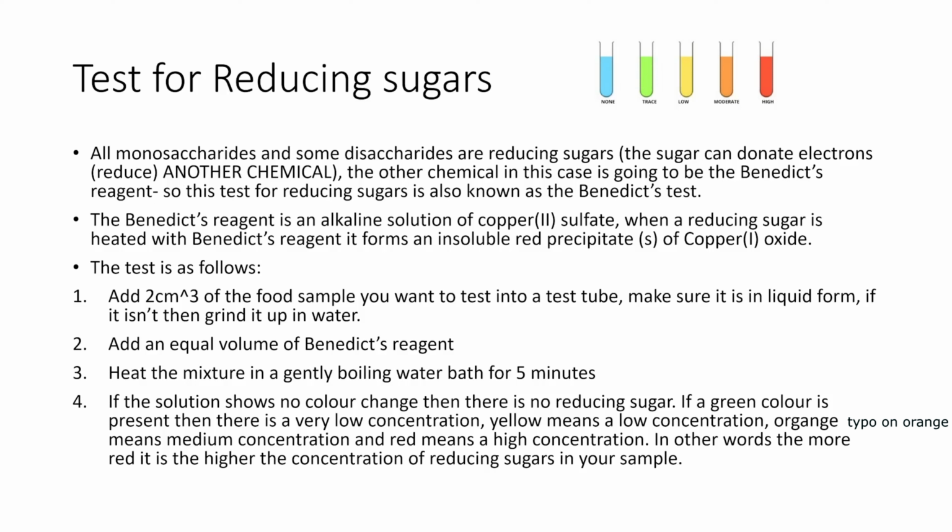So after you've added the equal volume of Benedict's reagent, you would heat the mixture in a gently boiling water bath for 5 minutes. Now if the solution shows no colour change, there is no reducing sugar. If a green colour is present, then there has been a very low concentration. Yellow means low concentration, orange means medium concentration, and red means a high concentration. In other words, the more red it is, the higher the concentration of reducing sugars in your sample.